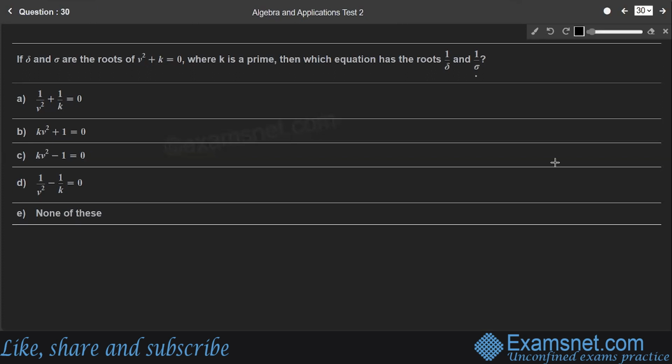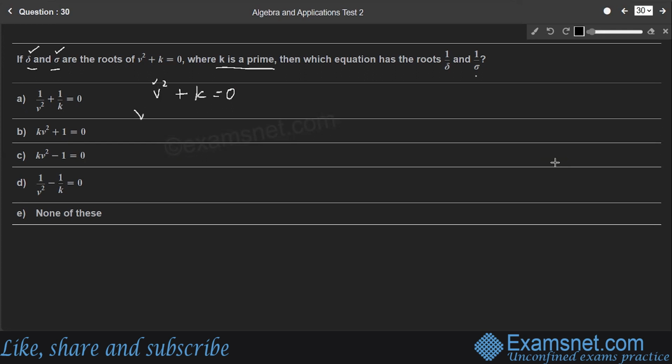Question number 30. If delta and sigma are the roots of v square plus k is equal to 0, where k is a prime, then which equation has the roots 1 by delta and 1 by sigma? Here, consider the given equation v square plus k is equal to 0. Here, v is variable, right? So, it has the power 2. Therefore, we can consider the given equation as a quadratic equation, right? And its roots are delta and sigma.